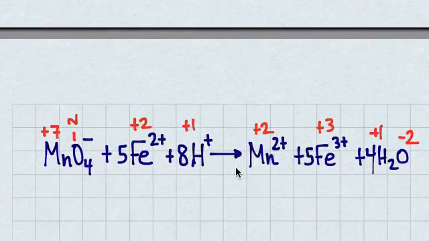Here's a fun one. If you're brave, and maybe you are, pause the video right now and tell me who gets reduced and who gets oxidized. I've spelled it out for you. There's the permanganate, there's the iron 2 plus, there's an acid, there's the manganese 2 plus, there's the iron 3 plus, and then there's water. Which element gets reduced? Which element gets oxidized? And then, which compound is the oxidizing agent, and which compound is the reducing agent? Take a minute, feel brave, try it.